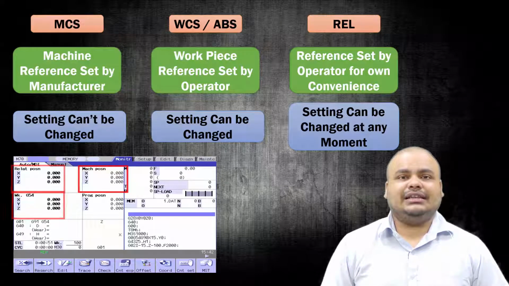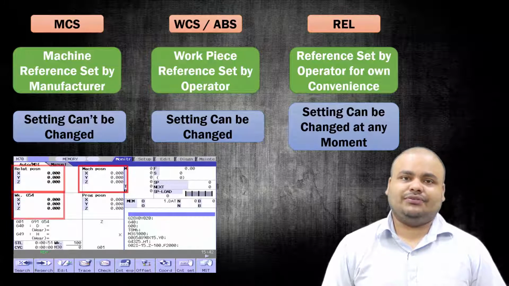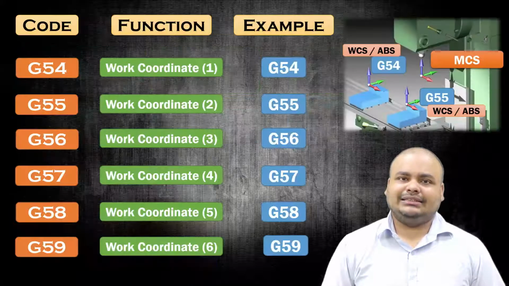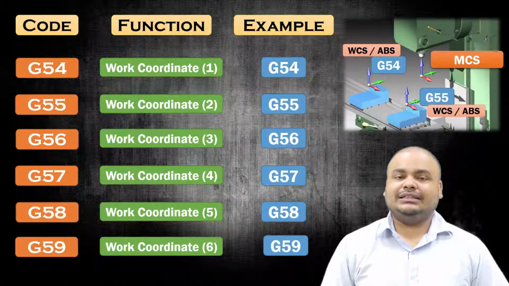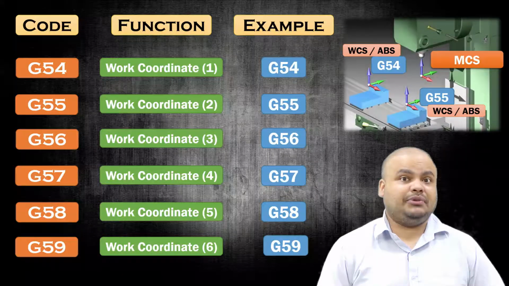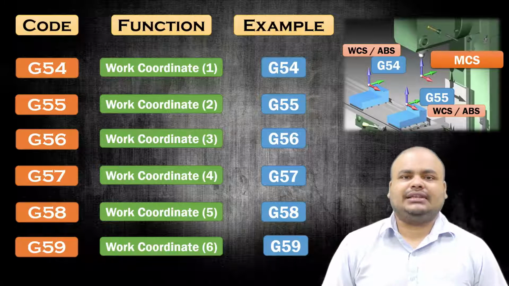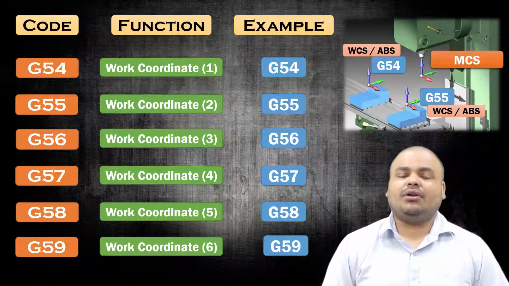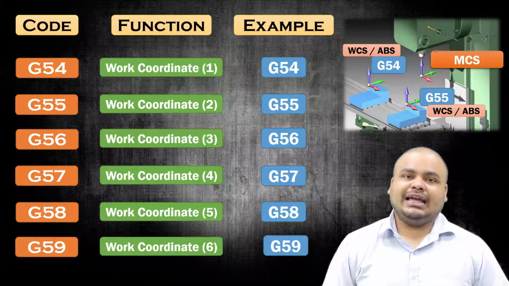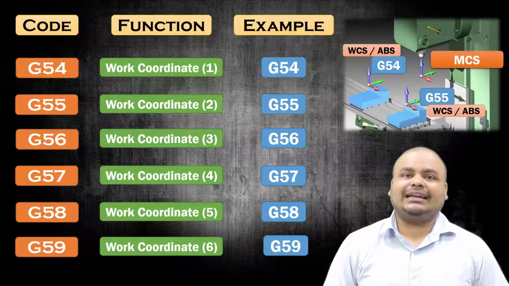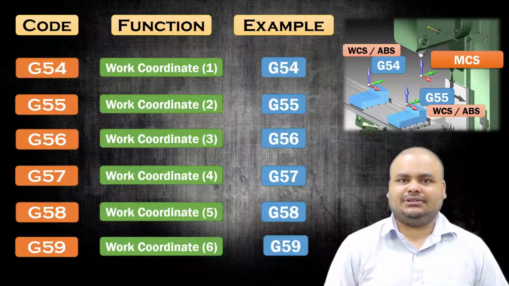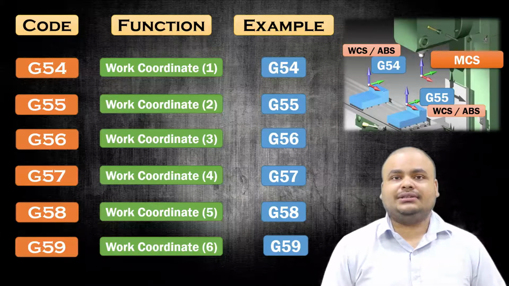And after this, let us start the G codes. The next important G codes after G42 are G54, G55, 56, 57, 58, 59, and these are your work coordinate systems. Generally in the work coordinate system, you activate a particular work coordinate system. 1, 2, 3, 4, 5, 6, these are the different work coordinate systems.